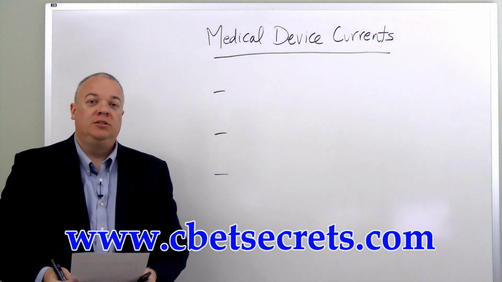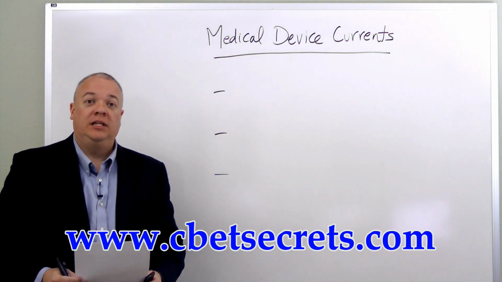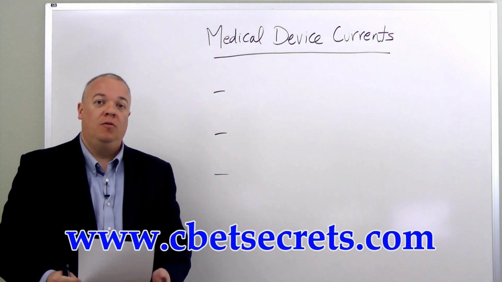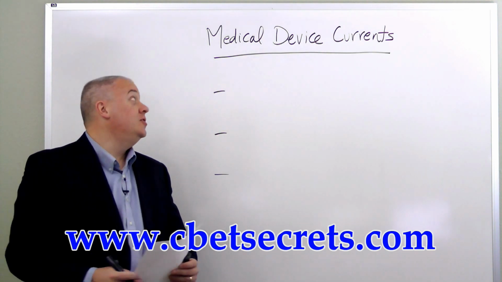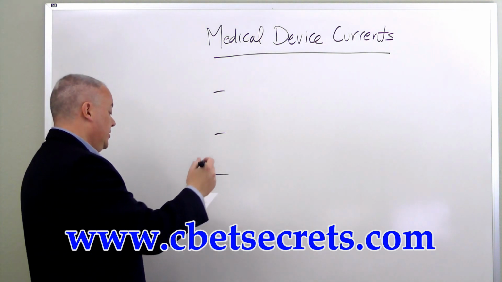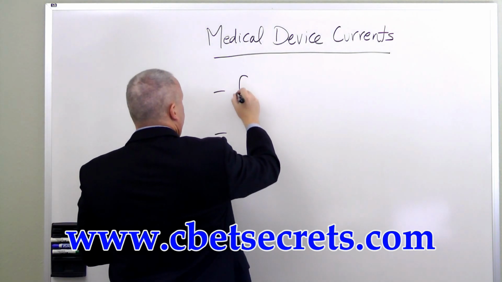There are several different types of currents related to medical devices, and we want to go over 3 of those today. The first type of medical device current we want to talk about is fault.